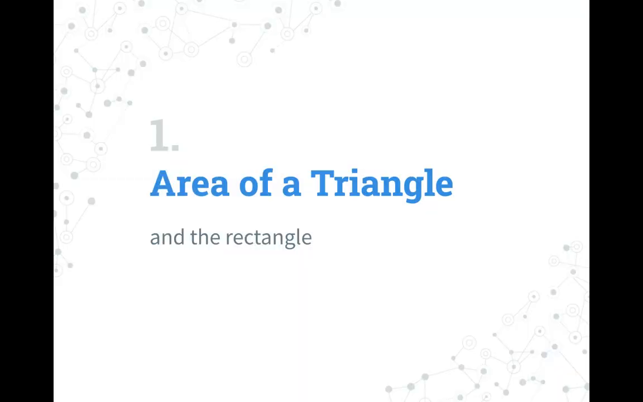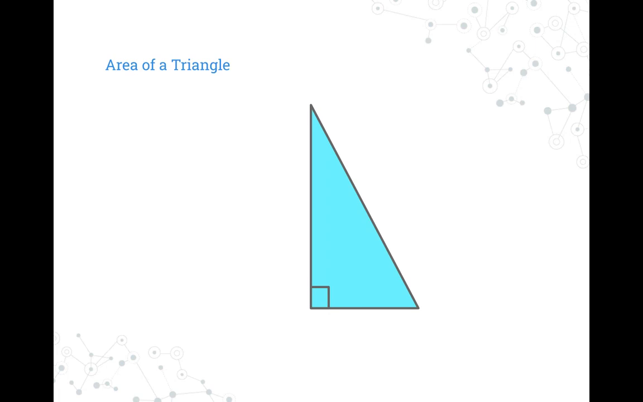The area of a triangle, we're going to relate it to the area of a rectangle. And we all know that the area of a triangle is 1/2 base times height. The key thing you have to remember with 1/2 base times height is that the base can be any of the three sides of the triangle. But you have to be very careful that the height, whichever side you choose as the base, has to be perpendicular to the base.